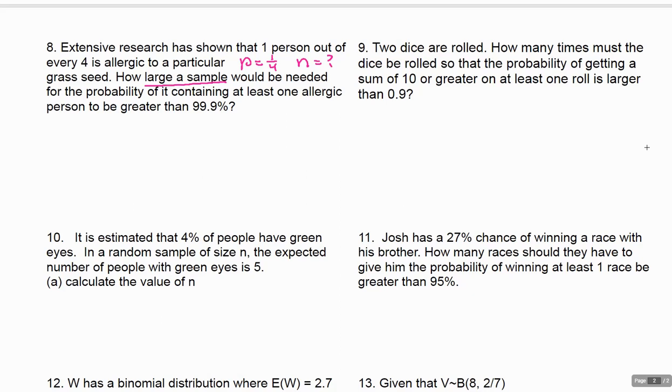Would be needed for a probability of containing at least one allergic person to be greater than 0.99.